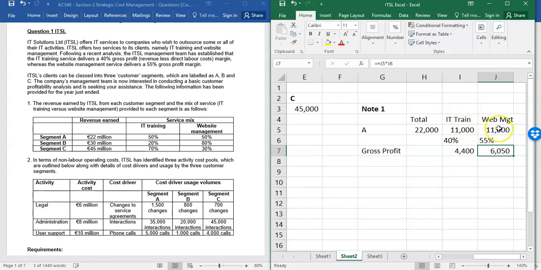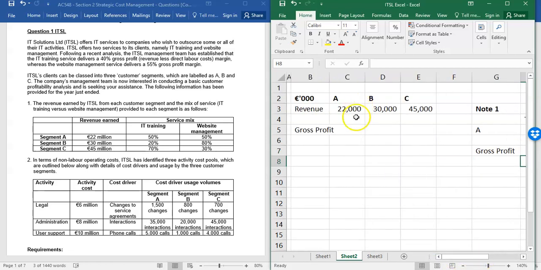So even though they have the same revenue figure, they have different gross profits because the margin earned is different on each one. So margin is a nice way of presenting and allowing comparability across different sizes as well. It just so happens that these two are the same size because it's a 50-50 split. So that means your total gross profit there will be 4,400 plus 6,050, so 10,450 is the total gross profit for division A.